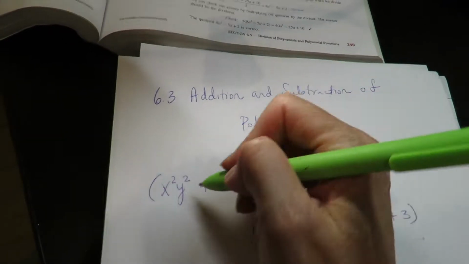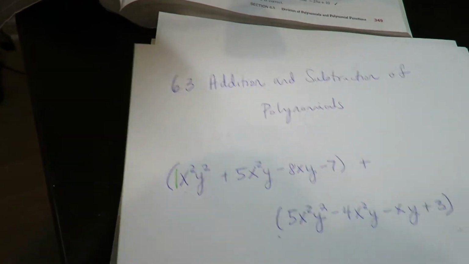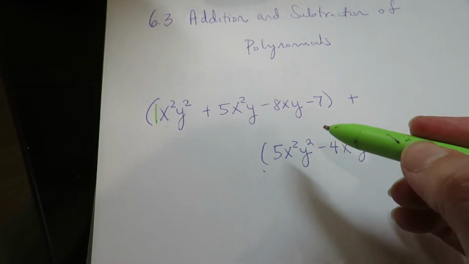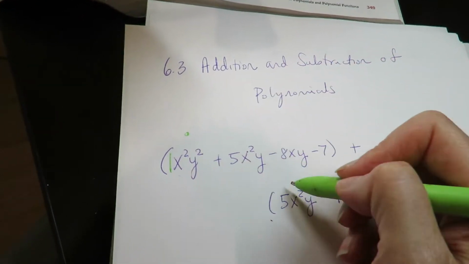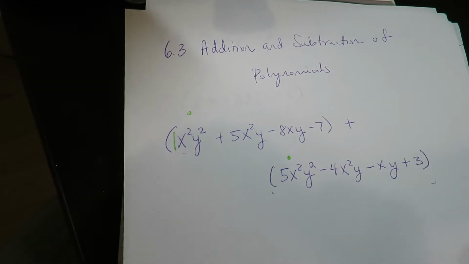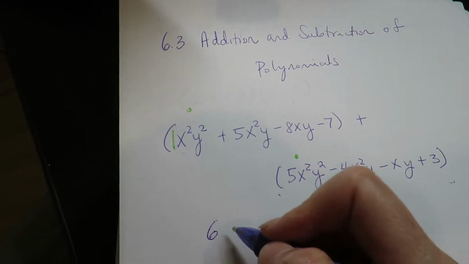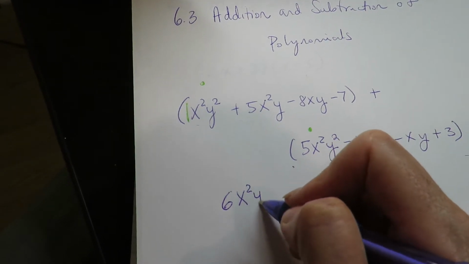So I have one x squared y squared here, and I can see that I have 5 more that I'm adding. So this and this are like terms, so that's going to add to 6 of that type.